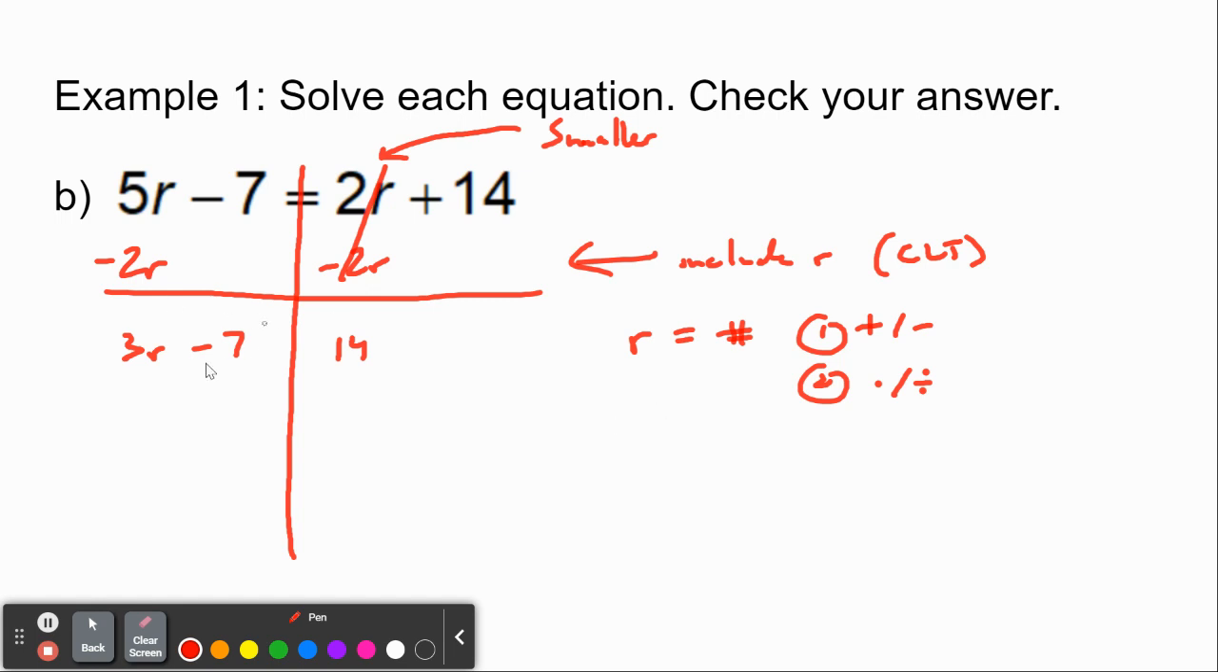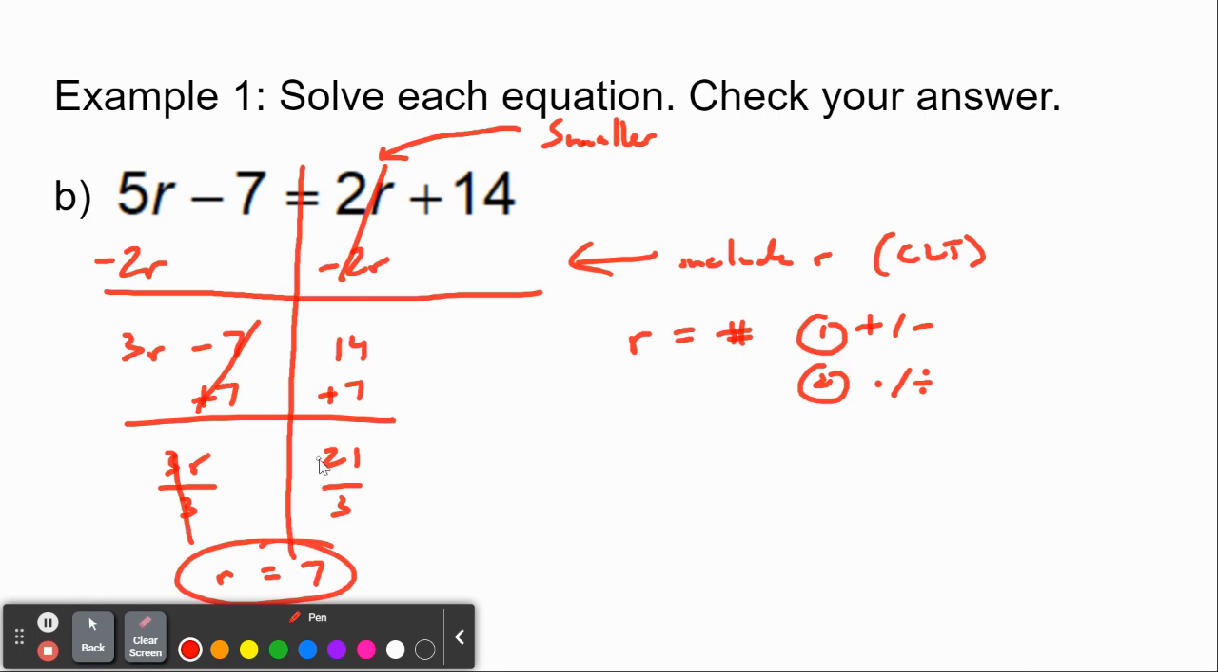So I see this minus 7 here without the r. It is minus, so we're going to add it to both sides. The 3r comes down, the 7's cancel. 14 plus 7 is 21. And now we're going to get rid of this 3 in front of the r. It's multiplying, so we're going to divide by 3. The 3's cancel, r is all by itself, and on the right-hand side, 21 divided by 3 is 7. So I think that my answer is 7.